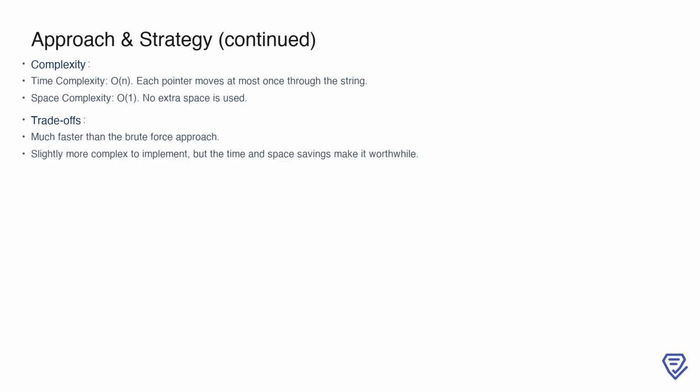Its time complexity is O(n), because each pointer moves through the string at most once, and no redundant operations are performed. The space complexity is O(1), as we don't use any additional space aside from the two pointers. While this method is slightly more complex to implement compared to the brute force approach, the trade-offs make it worthwhile.